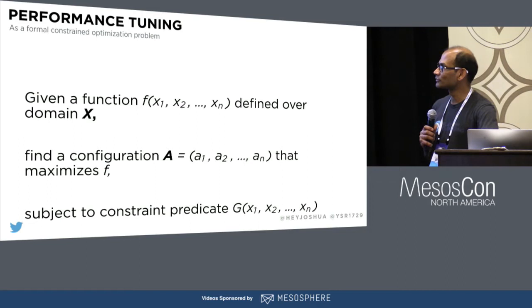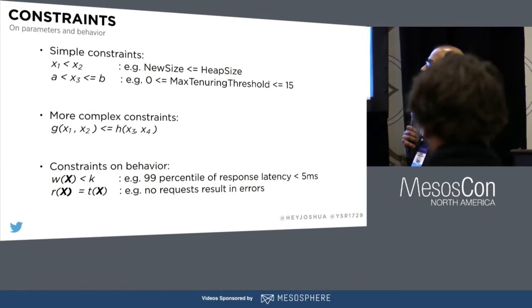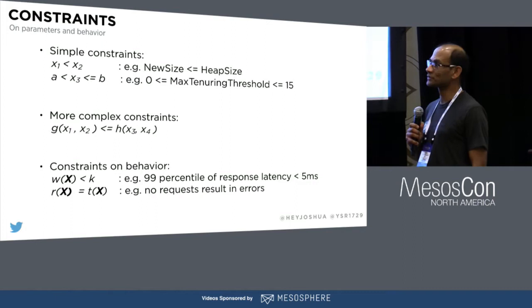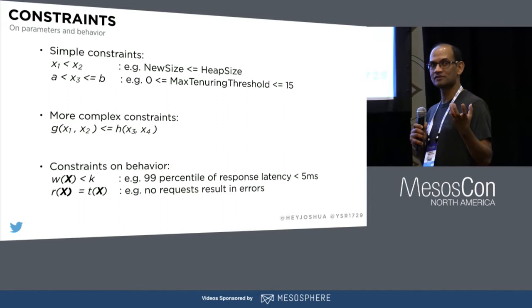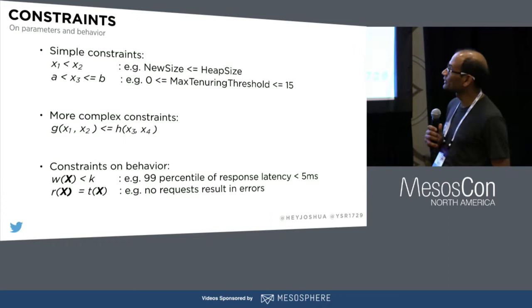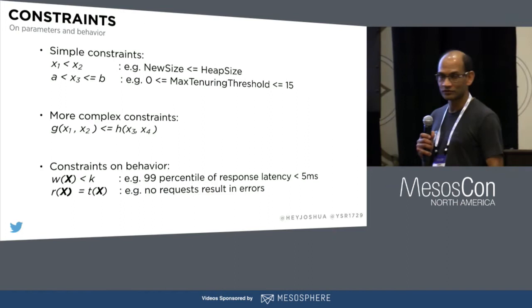And then just to give you a little bit more of a flavor of the kinds of constraints that we might want to model, I might say that the parameters x1 and x2, which are parameters to my performance function, should be in the relationship x1 is less than x2. So that constrains the set of configurations that are acceptable, and that reduces the space within which we must optimize. In the context of the JVM, that might mean, for example, that the size of the new generation, of the young generation, is smaller than the size of the heap.